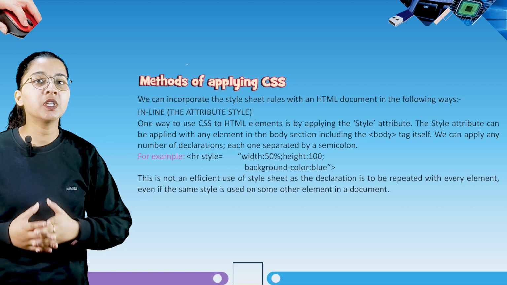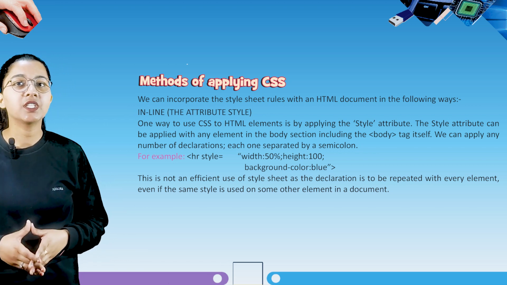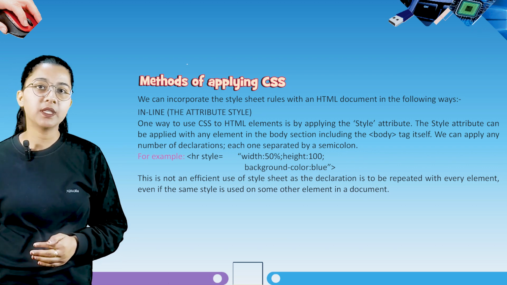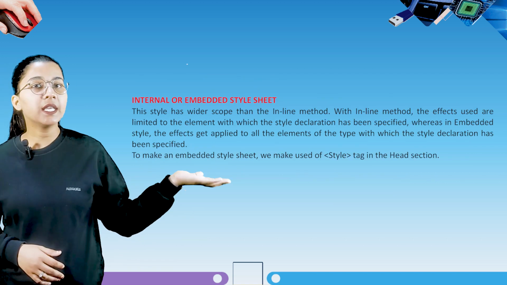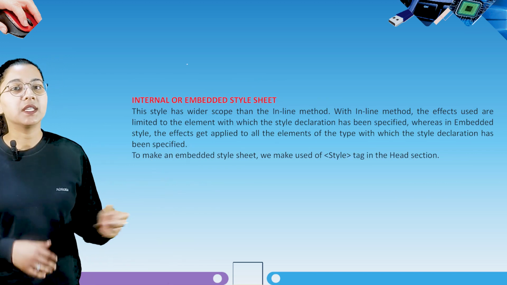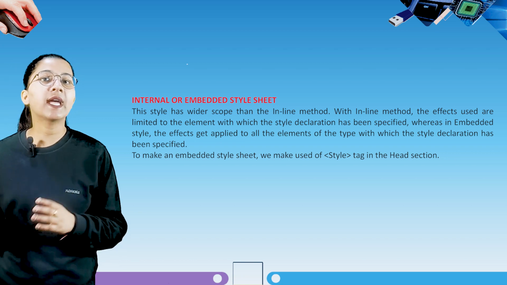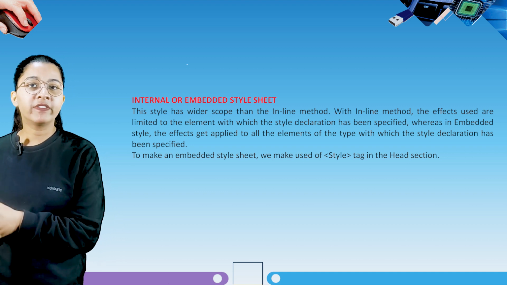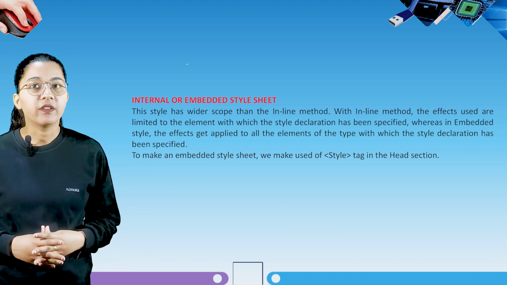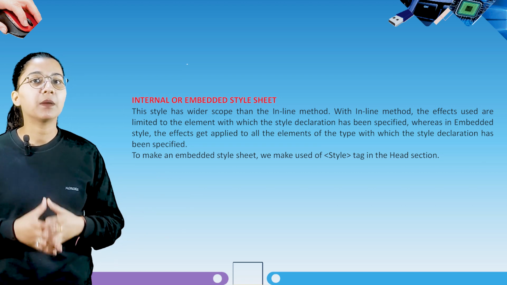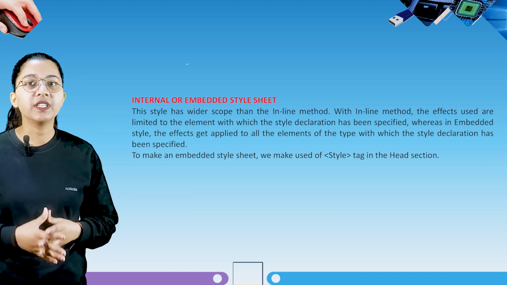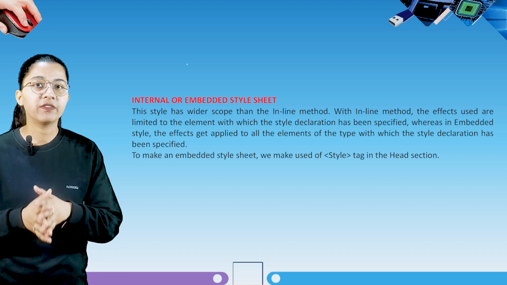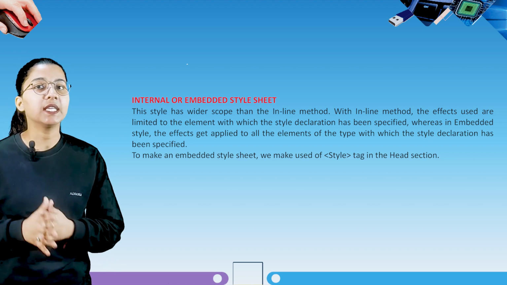This is not an efficient use of style sheet as the declaration is to be repeated with every element, even if the same style is used on some other element in a document. Now, next, interior or embedded style sheet. This style has wider scope than inline method. With inline method, the effects used are limited to the element with which the style declaration has been specified. Whereas in embedded style, the effect gets applied to all elements of the type with which the style declaration has been specified. To make an embedded style sheet, we make use of style tag in the head section.